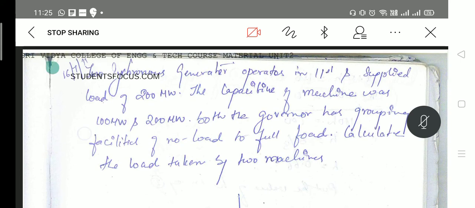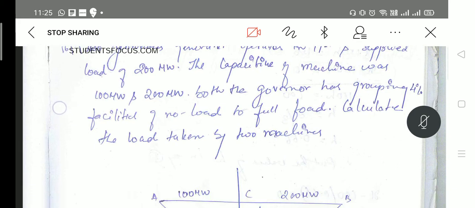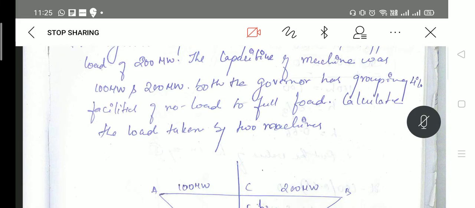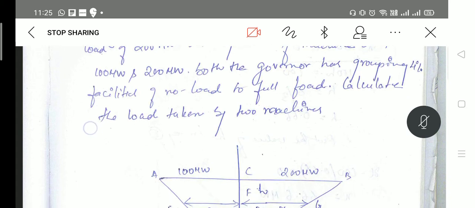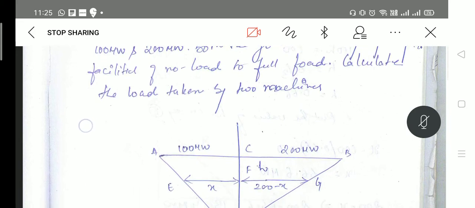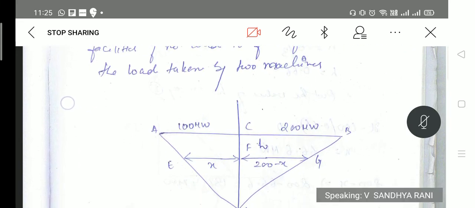Yesterday's problem, once again I will tell you. Two synchronous generators operate in parallel and supply a load of 200 megawatts. The capacity of the machines was 100 megawatts and 200 megawatts. Both governors have a droop of 4% from no load to full load. Calculate the load taken by the two machines.